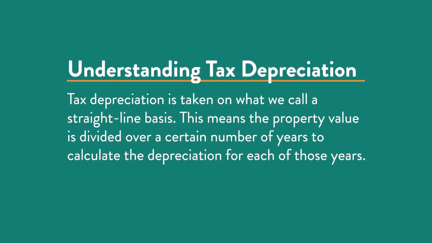Tax depreciation is taken on what we call a straight line basis. This means the property value is divided over a certain number of years to calculate the depreciation for each of those years. For residential property, that time frame is 27.5 years. And for non-residential or commercial industrial properties, the straight line time frame is 39 years.